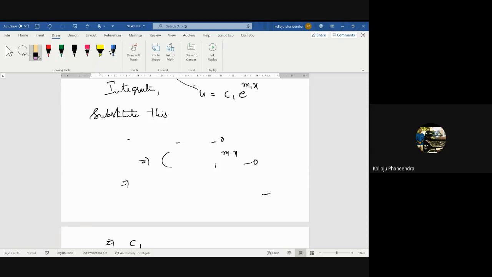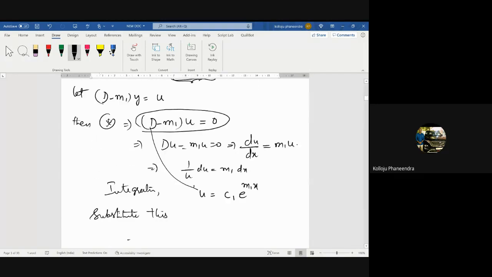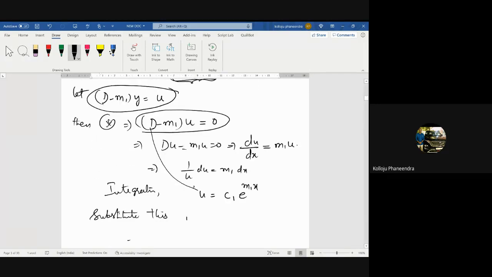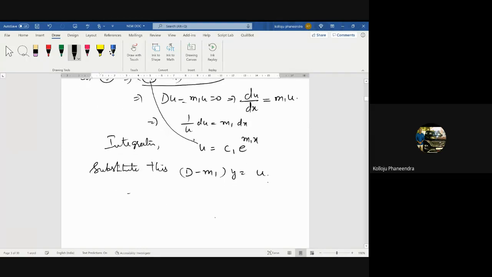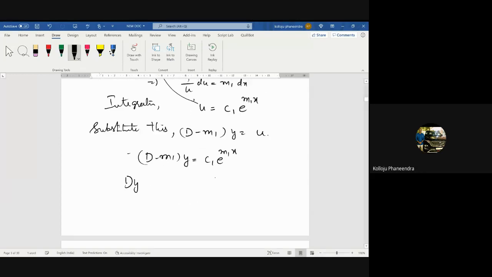Substitute this in D minus m1 into y equal to u. Okay, then what is this? D minus m1 into y equal to c1 e power m1x, isn't it? Right? Now if I expand this differential equation, I am getting this one: dy by dx minus m1y equal to c1 into e power m1x.